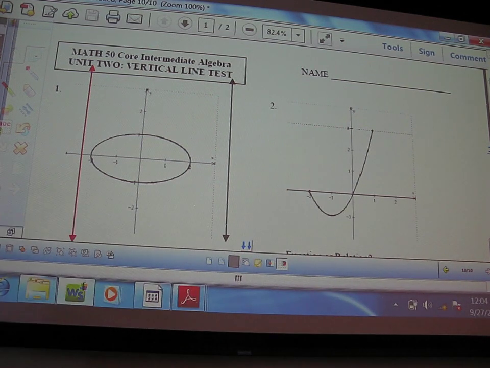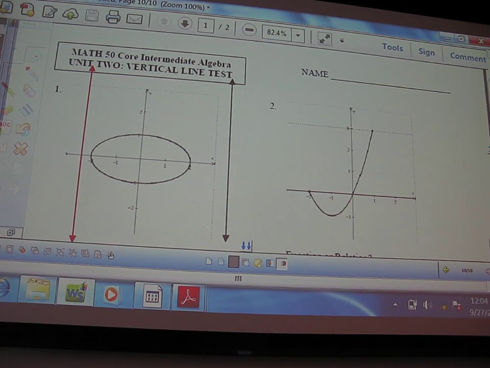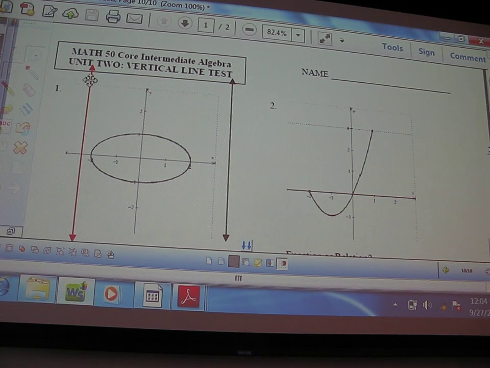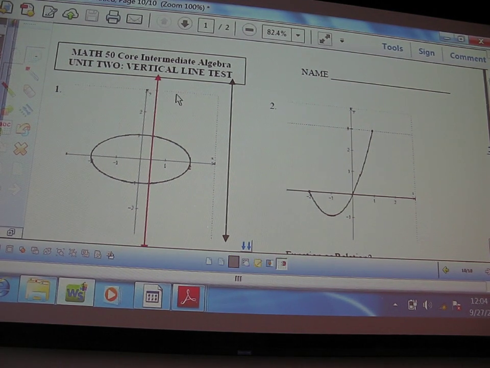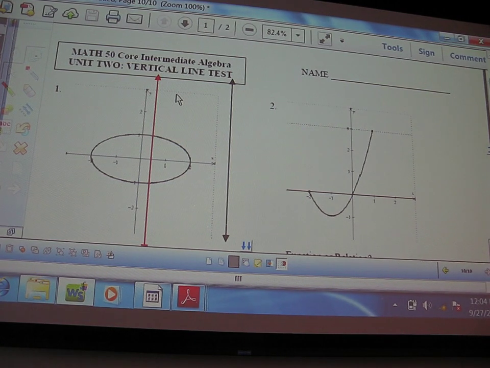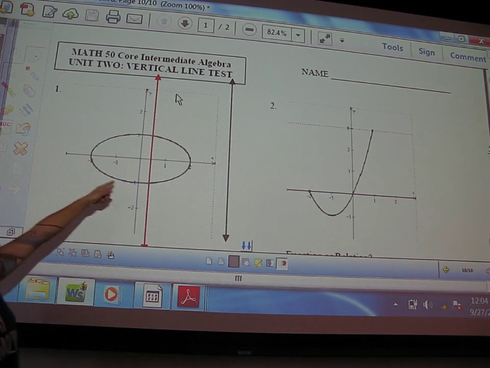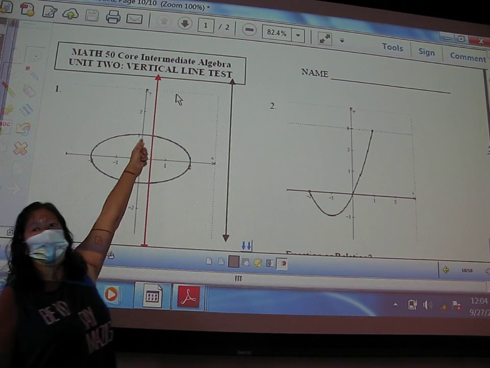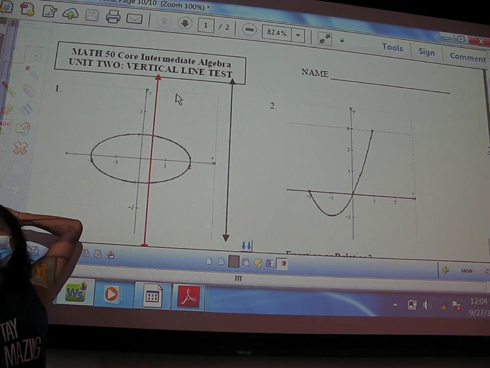Vertical line test, you draw a line straight up and down, and you see if it hits anywhere in this function more than once. If it hits more than once, it's not a function. So this, it hits here and here, this is a relation. Everybody on board?